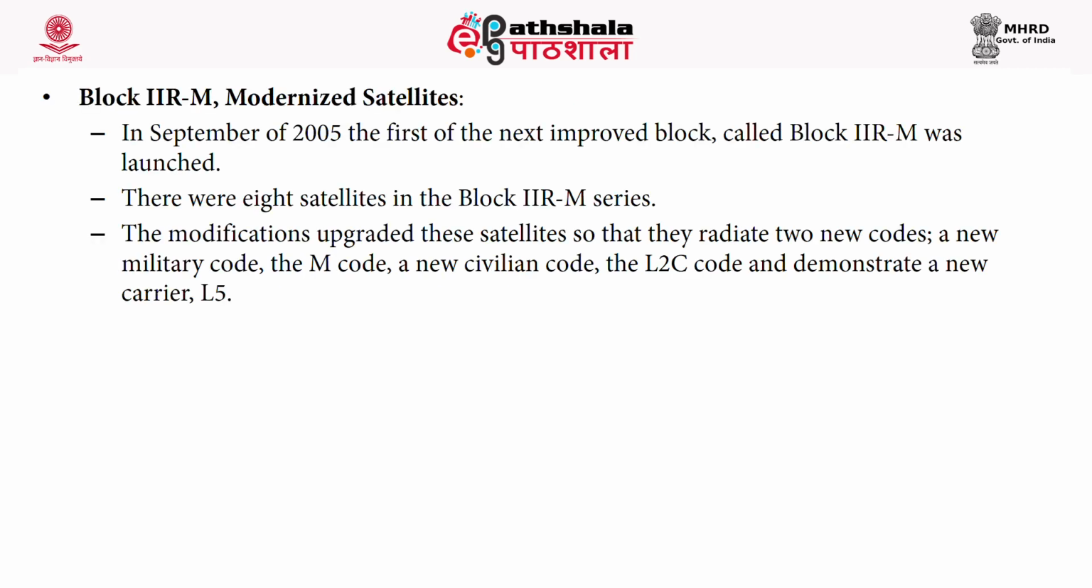Again, the Block 2RM includes the modernized satellites, and of this block, the first satellite was launched in September of 2005. There are about 8 satellites in this series, and these satellites were modified and upgraded so that they radiate 2 new codes, that is a military code called M code and a civilian code called L2C code, and it also demonstrates a new carrier, that is L5.